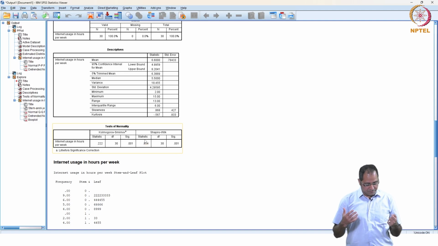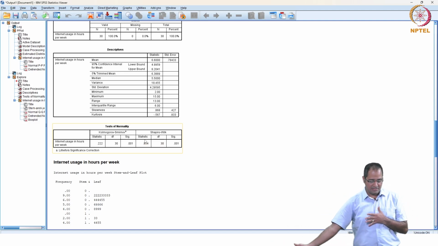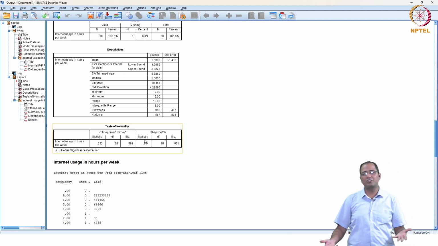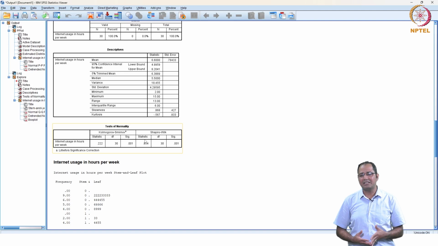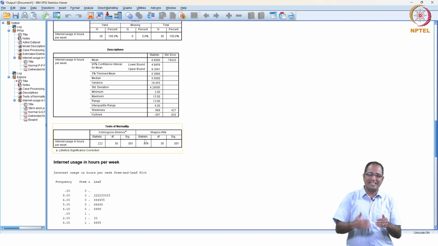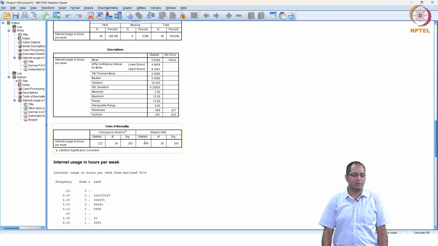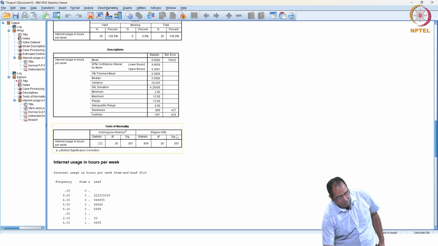Kolmogorov-Smirnov is the one to look at if your sample size is greater than 2000, and if it is less than 2000, you have to look at Shapiro-Wilk. Anyway, when the sample size is greater than 2000, you need not worry. In this case, it is 30. We need not do these tests, but we are just looking at how and where to conduct this. So the Shapiro-Wilk value is saying 0.001. What does it mean?